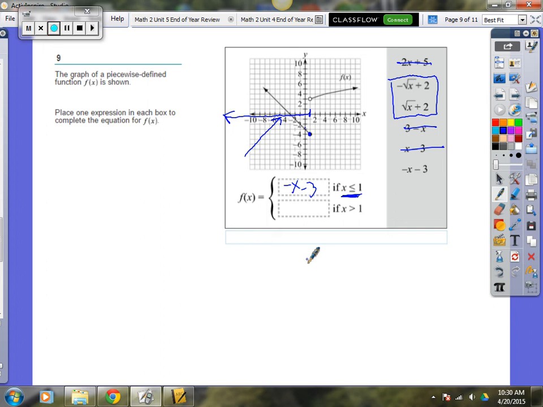Okay, now, I guess you've got a 50-50 shot. Just type this in on your calculator, look at what it looks like. Type this one in, look at what it looks like, and see which one you can determine. And we're going to go with this guy, square root of x plus 2.